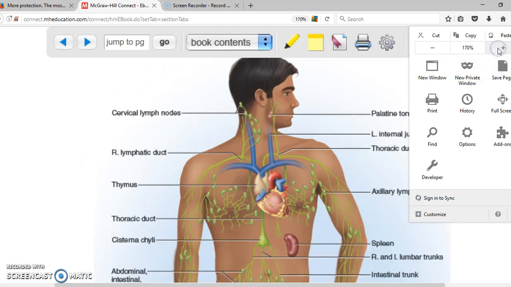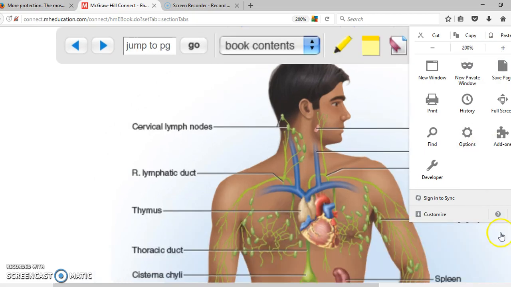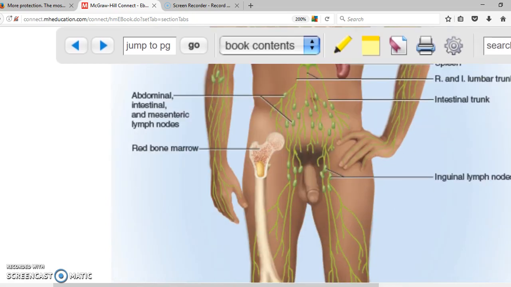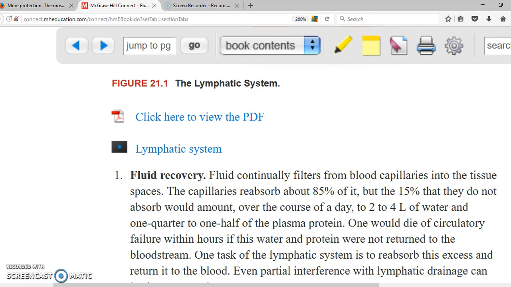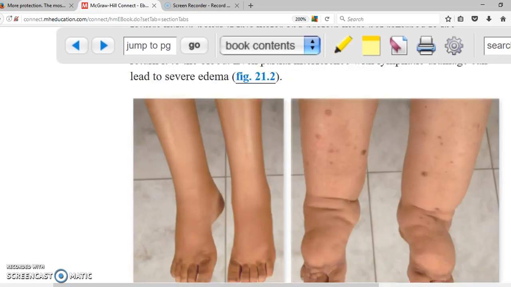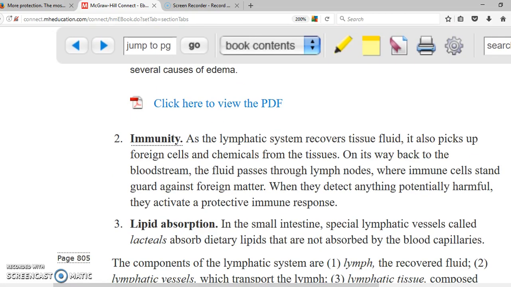So in this system, you have to be aware that you need to talk about organs as well as tissues. So let's keep scrolling down. Let's talk about now the functions of the lymphatic system. There are three main functions: fluid recovery, immunity, and lipid absorption.